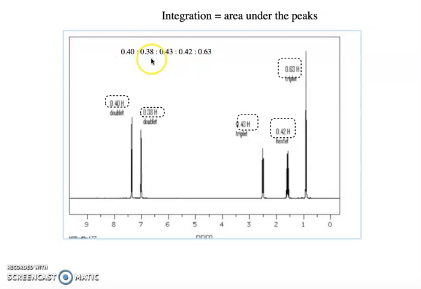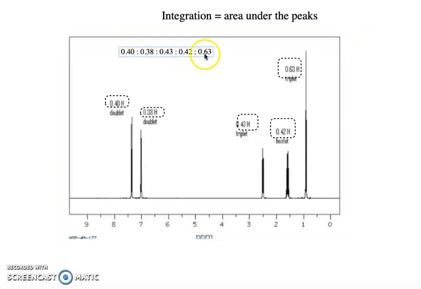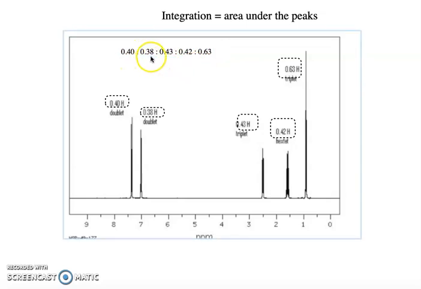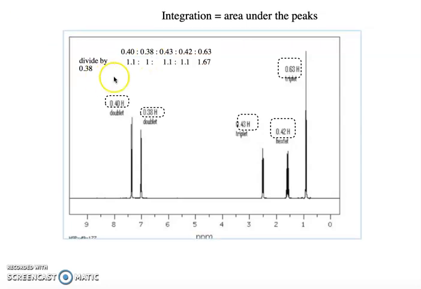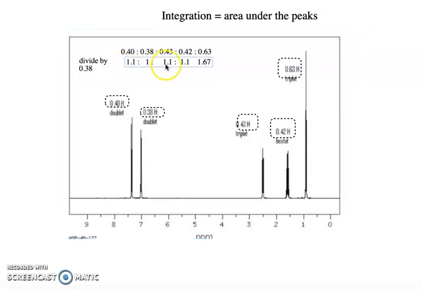I have to translate these ratios into whole numbers. And there are a number of ways that we do this. One of the ways that we will do this often is to divide them all by the smallest one. So I'm going to divide all of these by 0.38 because that's the smallest number there, and see what happens. So when I do that division by 0.38, I get 1.1 to 1 to 1.1 to 1.1 to 1.67.